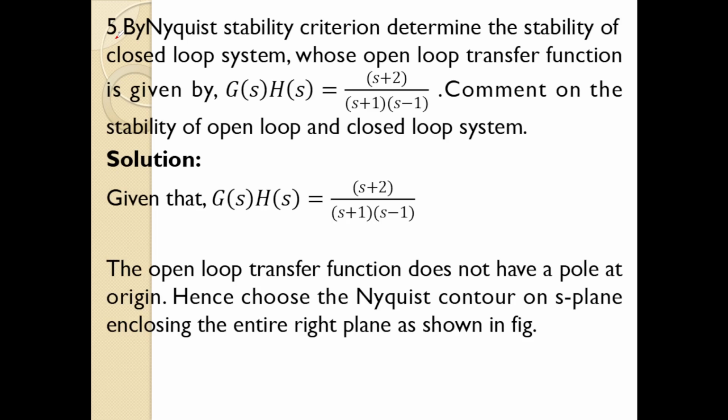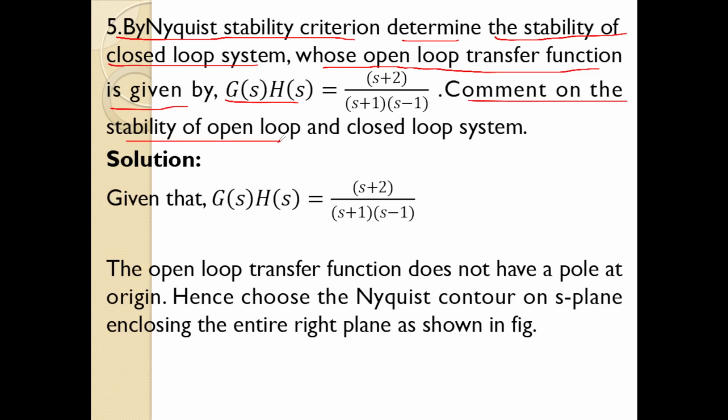By Nyquist stability criterion, determine the stability of the closed loop system. Okay, so we have to determine the stability of the closed loop system by Nyquist stability criterion, whose open loop transfer function is given by G(s)H(s) = (s + 2) / ((s + 1)(s − 1)). Comment on the stability of the open loop and closed loop system.